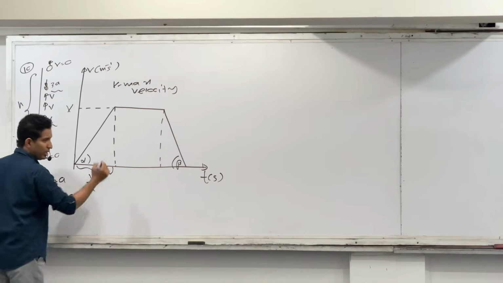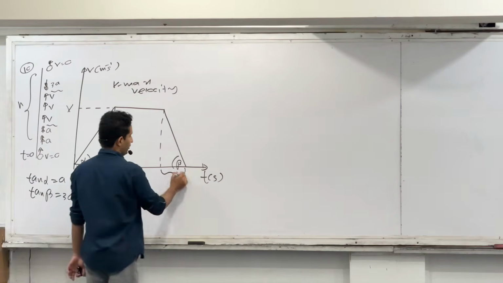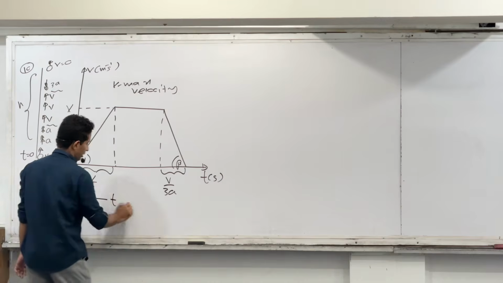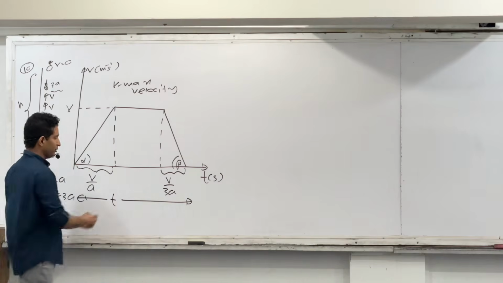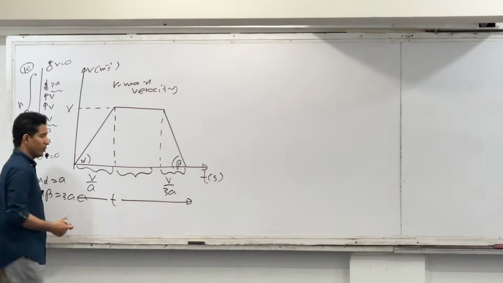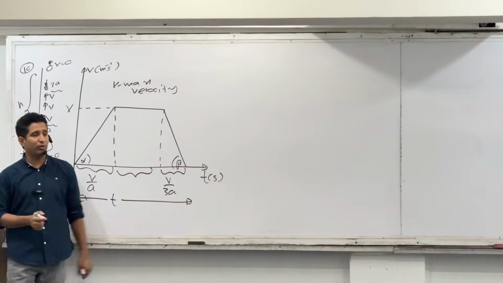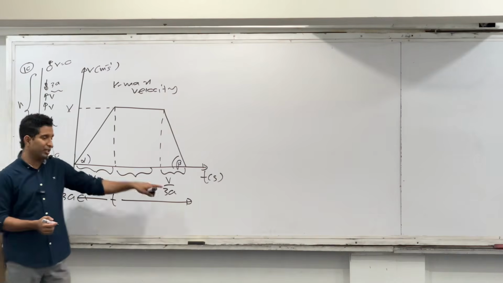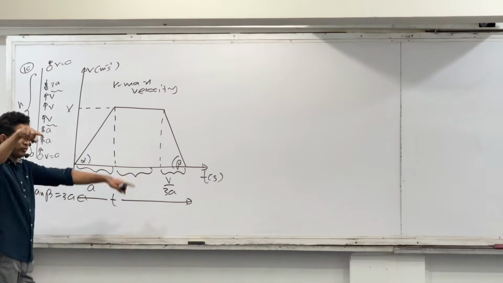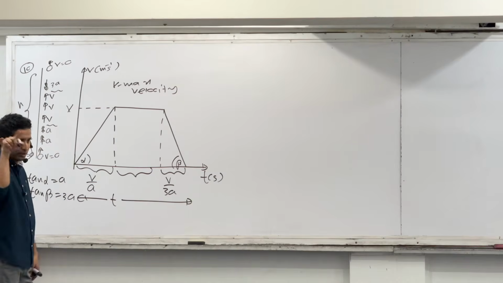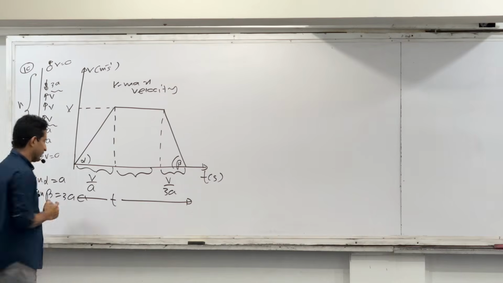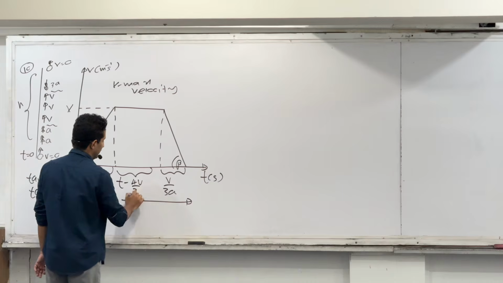Now this is V divided by tan alpha, and this is V divided by tan beta. They have given the total time is simply T. Then the constant velocity time is T minus V over A plus V over 3A. Now take T minus the sum of these two. Then it will be T minus (V over A plus V over 3A). When you take the common denominator 3A, the first one should be multiplied by 3, so 3 plus 1, 4.